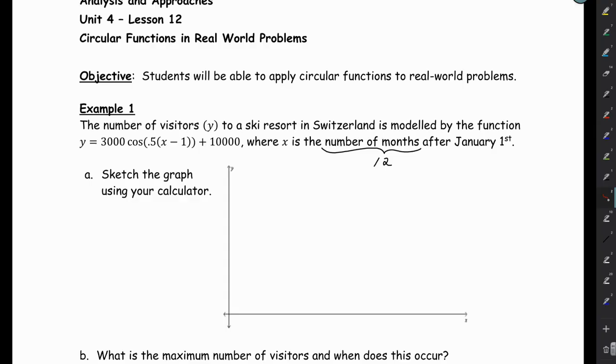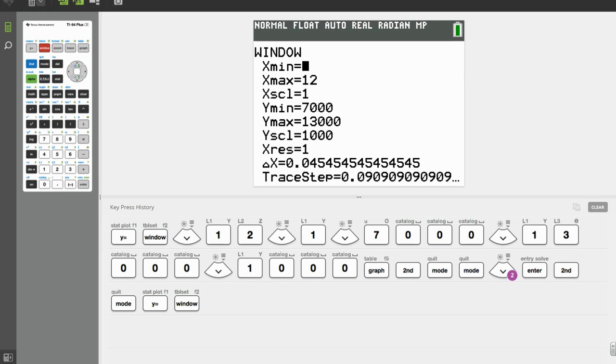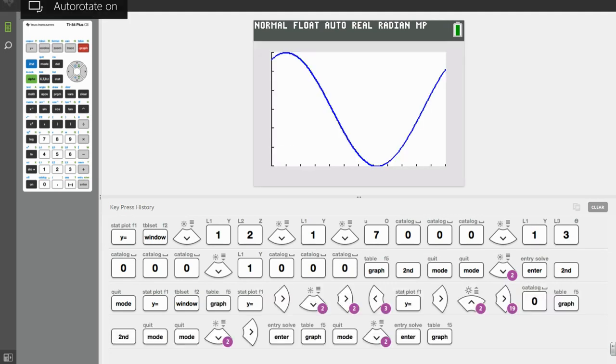And if we look at our function again, the center of our graph is occurring at 10,000. The distance from the center is our amplitude, that's 3,000. So we'll have a maximum of 13,000, 10,000 plus 3,000. And we'll have a minimum of 7,000, that's 10,000 minus 3,000. So our minimum's 7,000, our maximum's 13,000, and I think a good scale would be 1,000. So let's see if that works. We're going to hit graph. So we have a good sketch of our graph. We can have an idea of what it looks like.